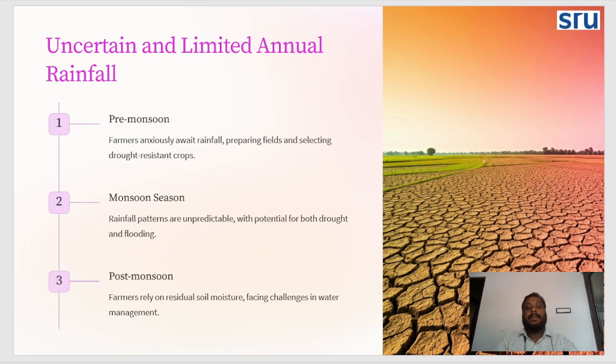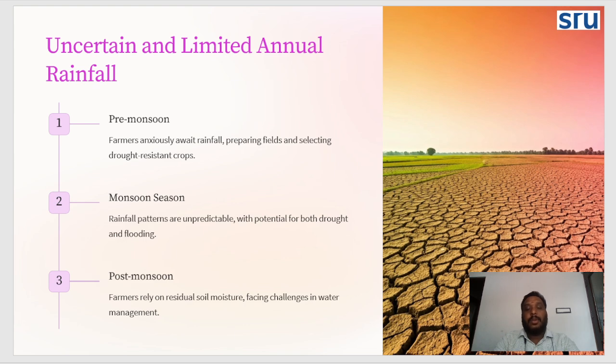At this stage, the farmers anxiously wait for the rainfall. They prepare their fields and select drought-resistant crops. But in the monsoon season, the rainfall patterns are very unpredictable, with potential for both drought and flooding. These uncertainties may lead to complete or partial damage of the crop, or, if everything goes well, farmers may receive a good crop and good yields that year. But that is very uncertain, so we cannot guarantee it will happen.